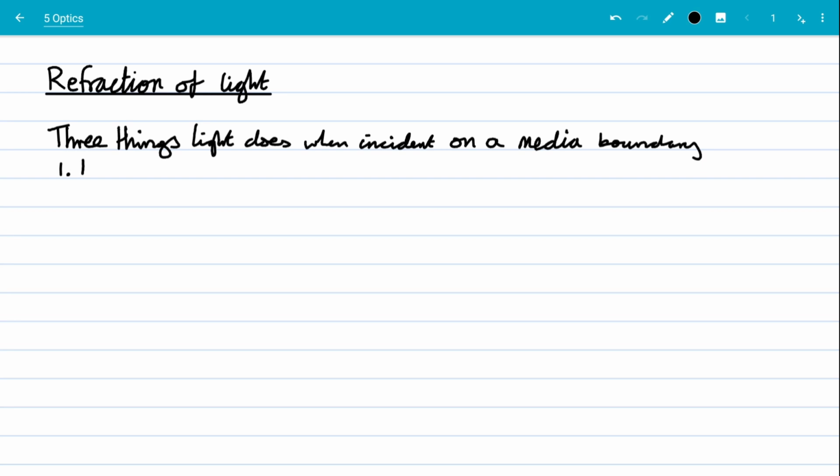Light can be transmitted. Let's write it as transmission. It can be reflected, call that reflection. And it can be absorbed, let's call that absorption.